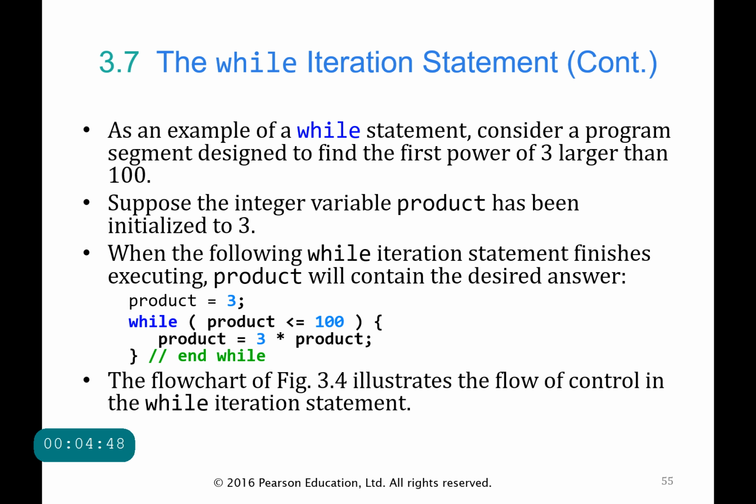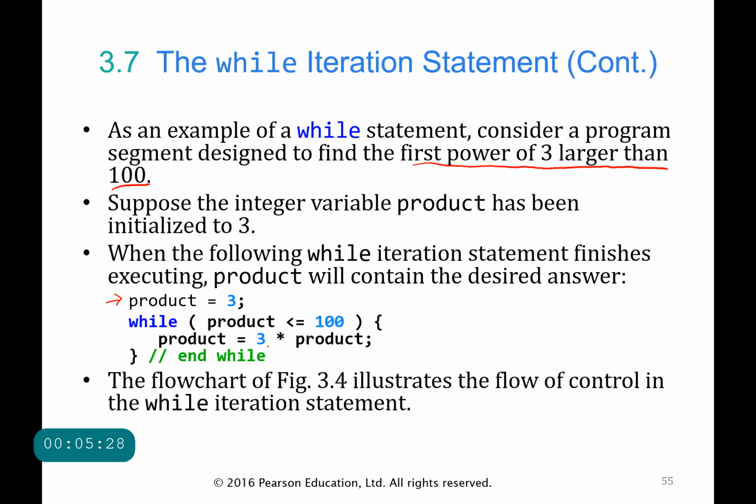Okay, so let's now look at the statements of this particular while condition and see what we are trying to accomplish here. What we're trying to accomplish here is to find the first power of 3 that becomes larger than 100. So we start off with a value of 3 that is assigned to this integer variable product. We go into the while statement, we check the condition. Is the value of product less than or equal to 100?